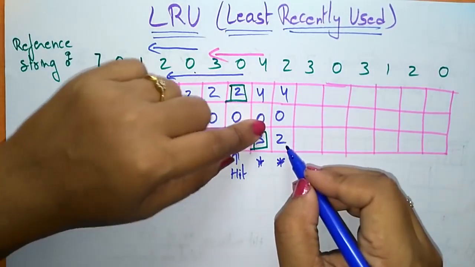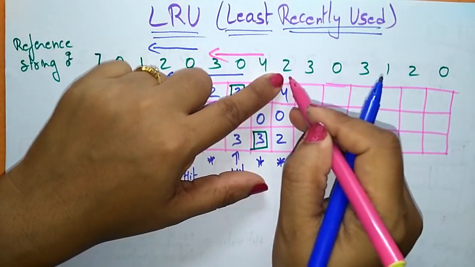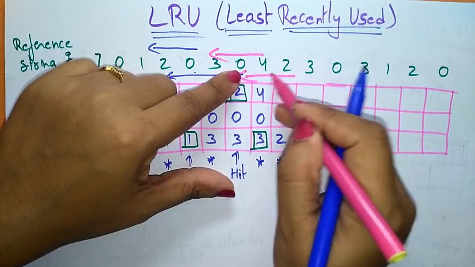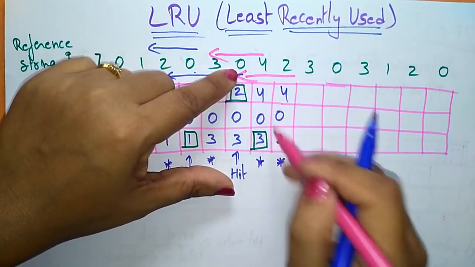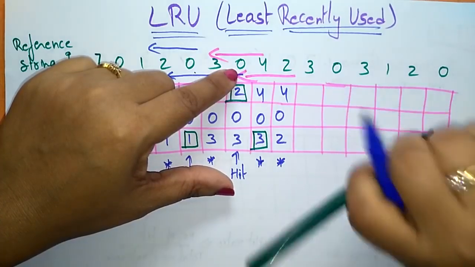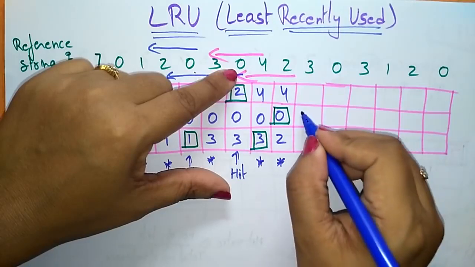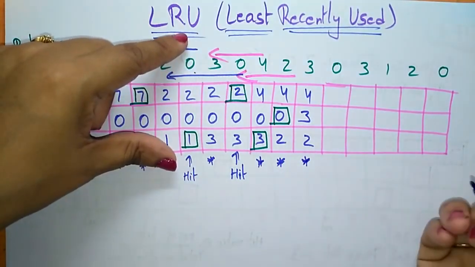Now I have to place 3. Again check which is the least recently used from here. 2 is the most recently used, next 4, next 0. So 0 is the least recently used. In place of 0, I have to write 3, 4, 2. So this is also a page fault.